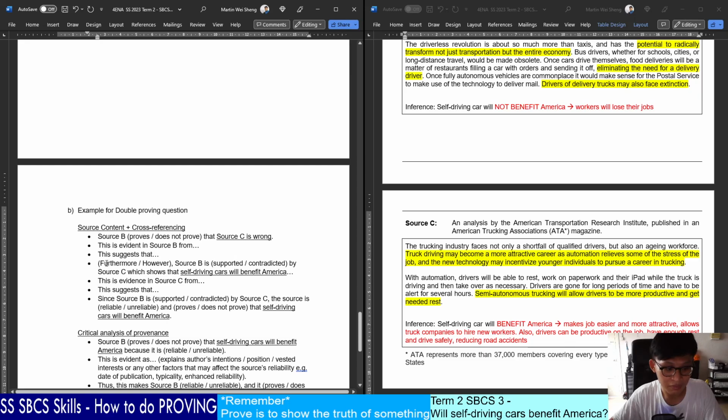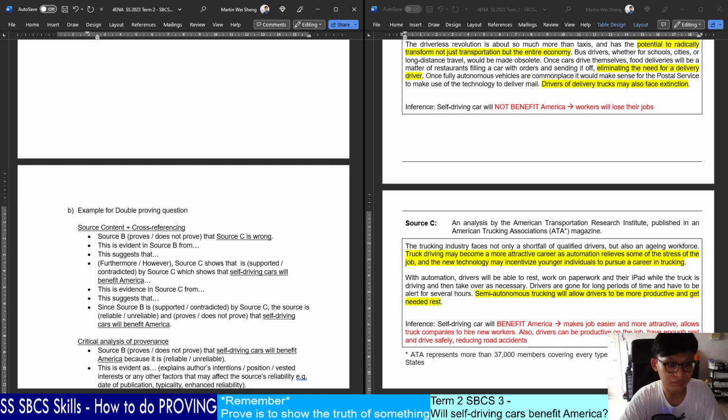Sorry, let me amend that a little bit. So, however, source C shows that. Remember, you have to talk about both the sources first. So over here you'll say furthermore or however, source C shows that. Then you would give the claim over here. So this is evident in source C from, this suggests that.